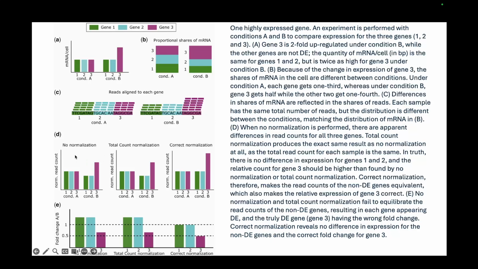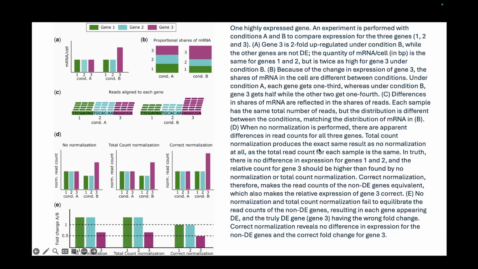So in this condition, you're measuring the amount of reads, and you see the number of reads aligned to the third gene is twice as compared to 1 and 2. If there is no normalization performed, there are apparent differences in read counts for all three genes. If you do not do normalization and you just check the amount of reads that are there, there are apparent differences in read counts for all three genes.